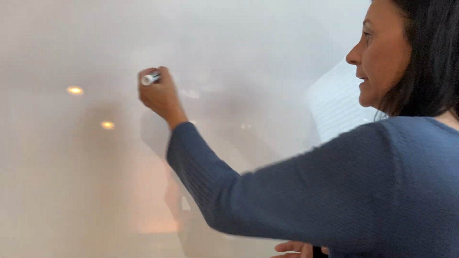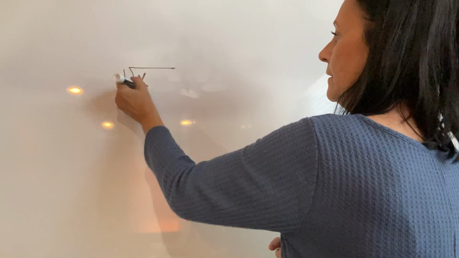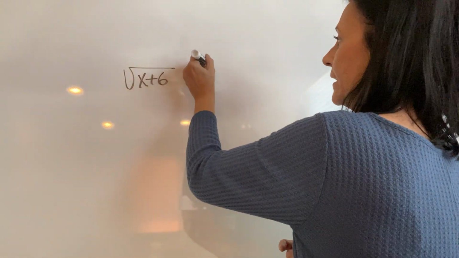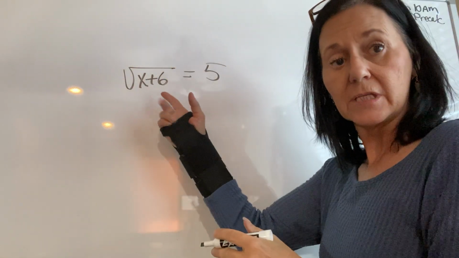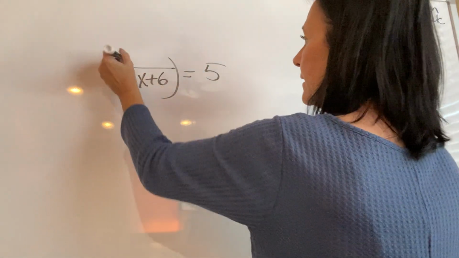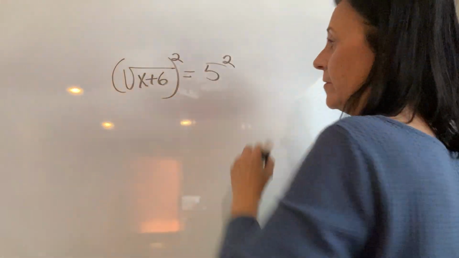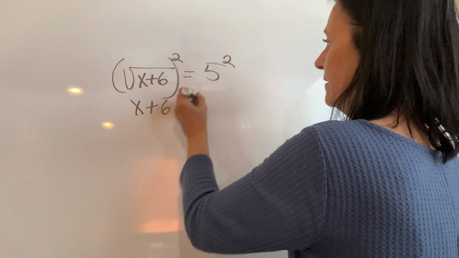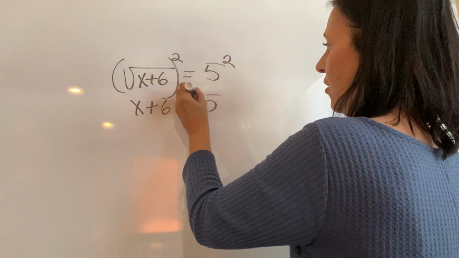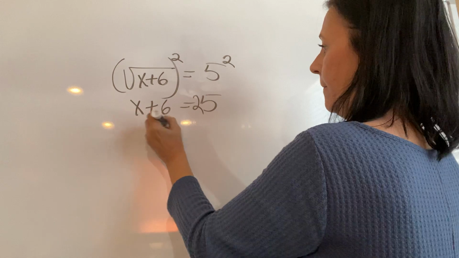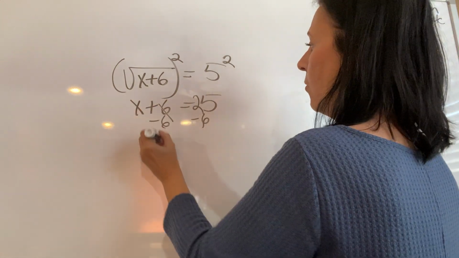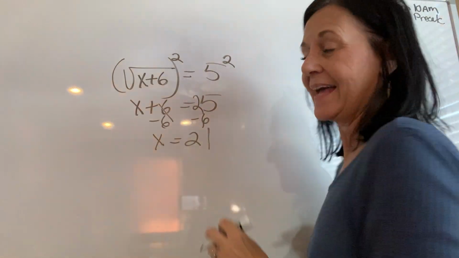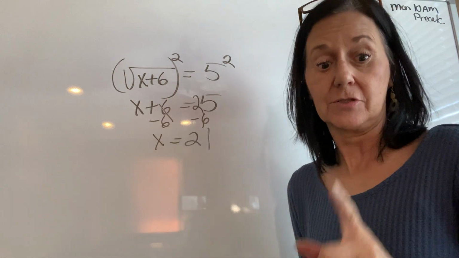So historically, we would isolate a radical on one side of the equal sign, everything else on the other side. We squared both sides, and then we solved. And always had to check these solutions. Always checking these solutions, all right?